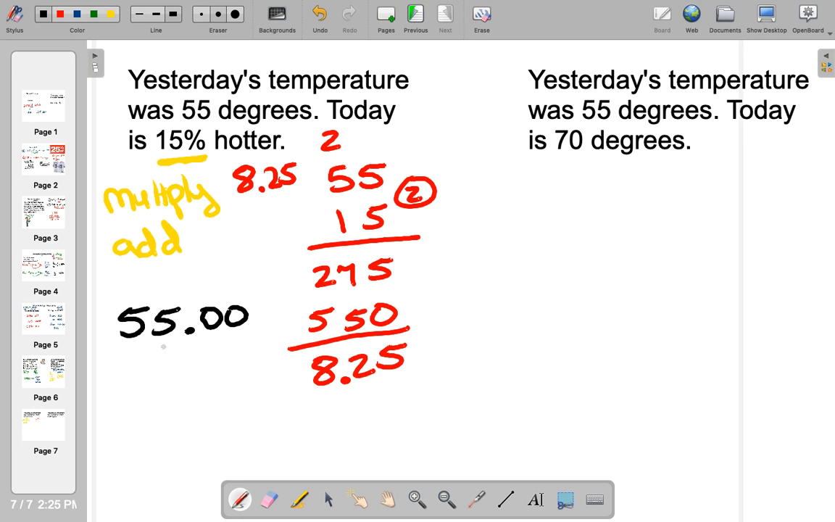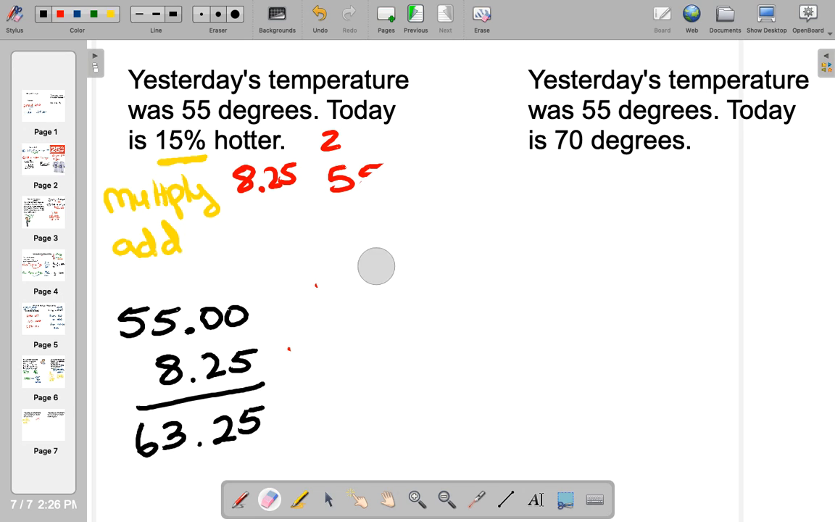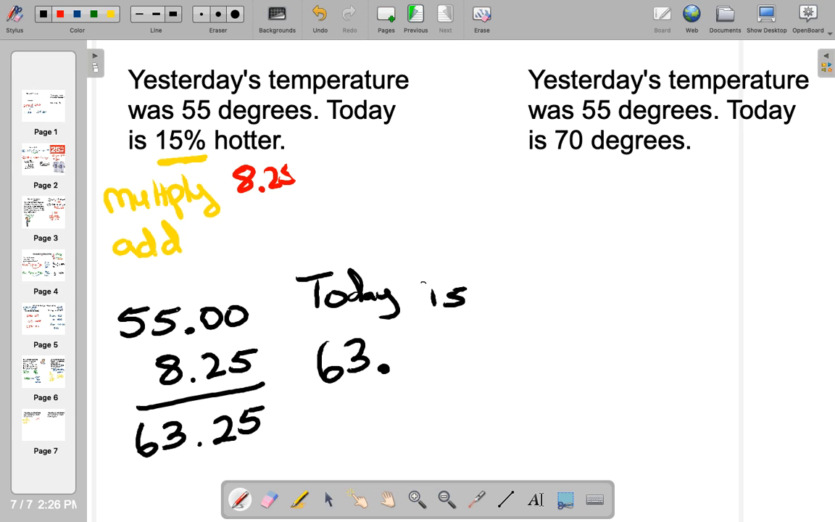I'm going to add a couple digits behind my decimal point so that when I add, it lines up nicely. There we go. So today is 63 degrees and 25/100. Now, it's entirely possible that when you're given this problem, it will tell you to round. Whoops, I better put degrees here. But in this one, I didn't specifically list it. And those who have had me in class before know that I love 2 digits behind the decimal point.